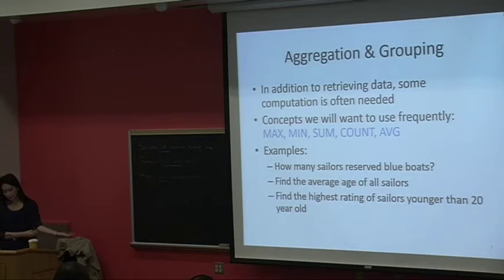The third example will be to find the highest rating of sellers younger than 20 years old. Right now, we can get all of the ratings of sellers who are younger than 20 years old, but not taking the maximum of those just yet. Okay?